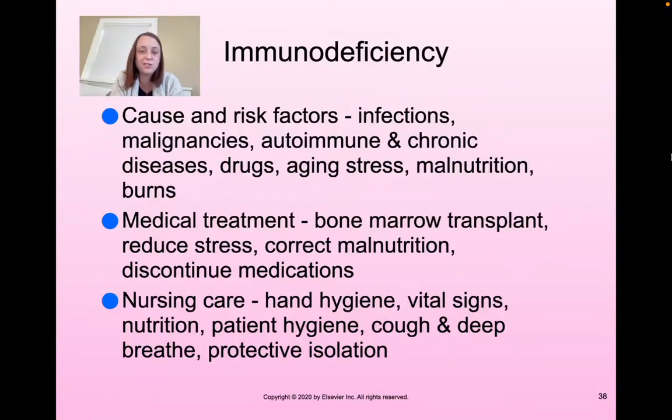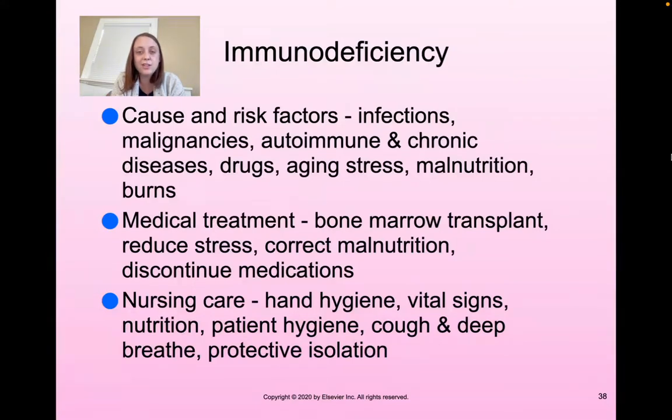So, when we encounter these patients, there's a number of different medical treatments they can receive. Sometimes they might need a bone marrow transplant, and always they can benefit from reduced stress, from correcting any malnutrition that might be going on, and discontinuing any medications that are causing or contributing to the immunodeficiency, assuming, of course, those medications can be discontinued. Sometimes, as with cases of organ transplants or tissue transplants, those drugs causing the immunodeficiency must be continued because they are allowing the body to accept and not reject the foreign tissue.